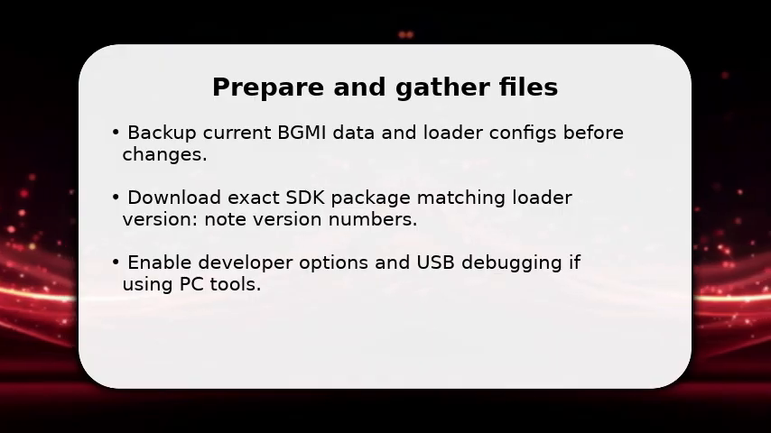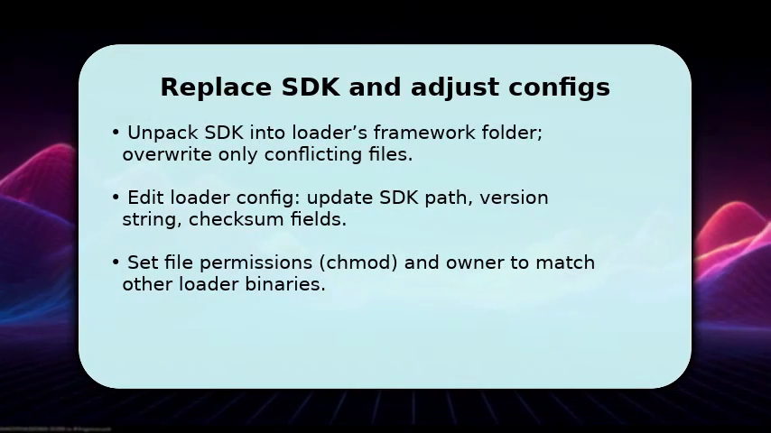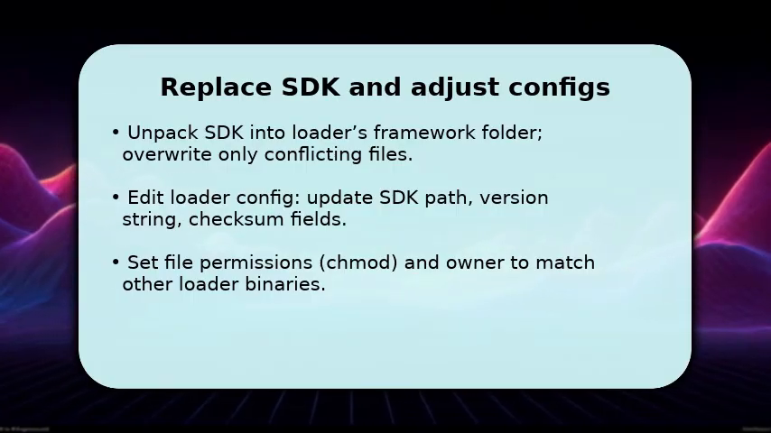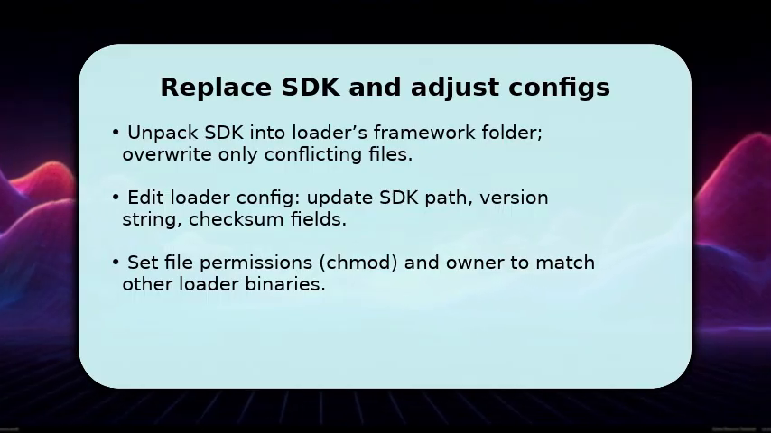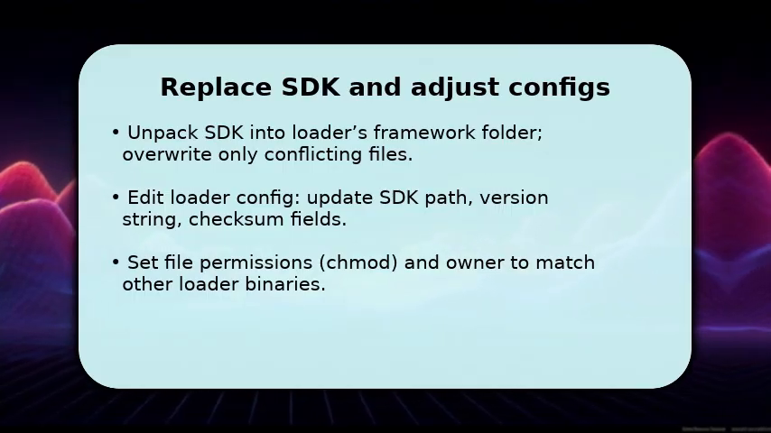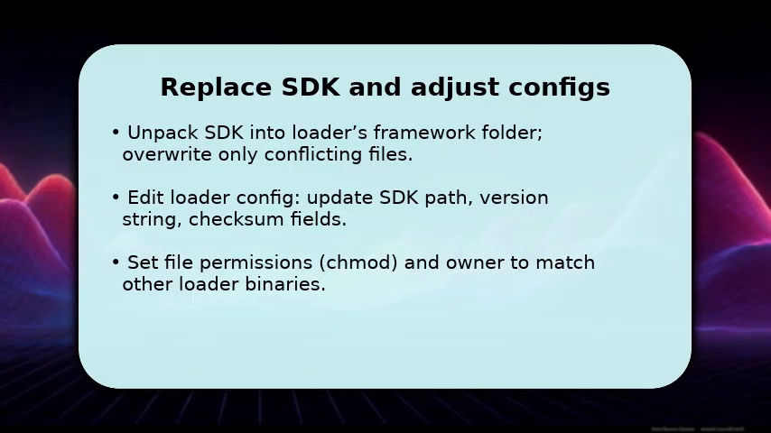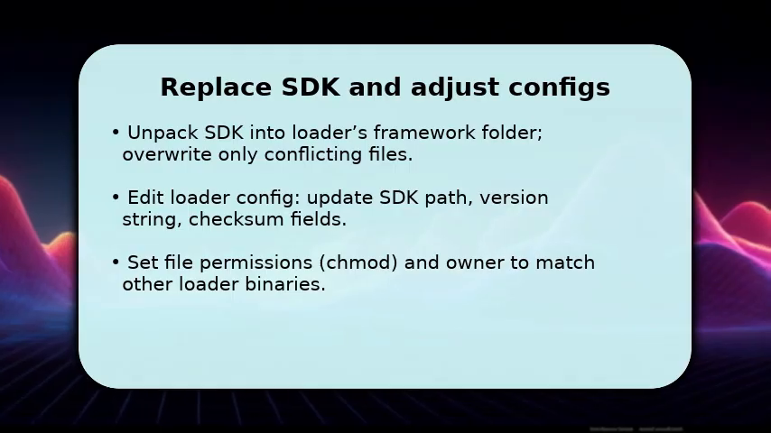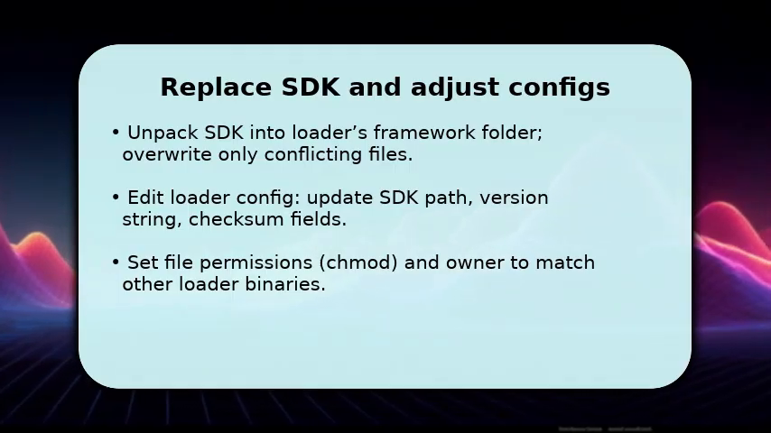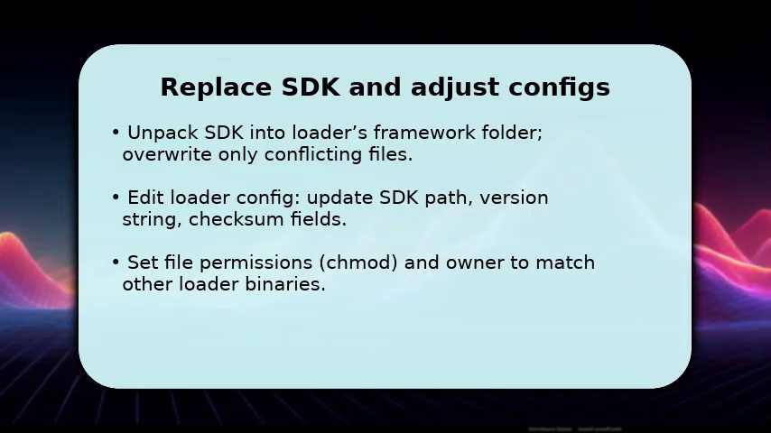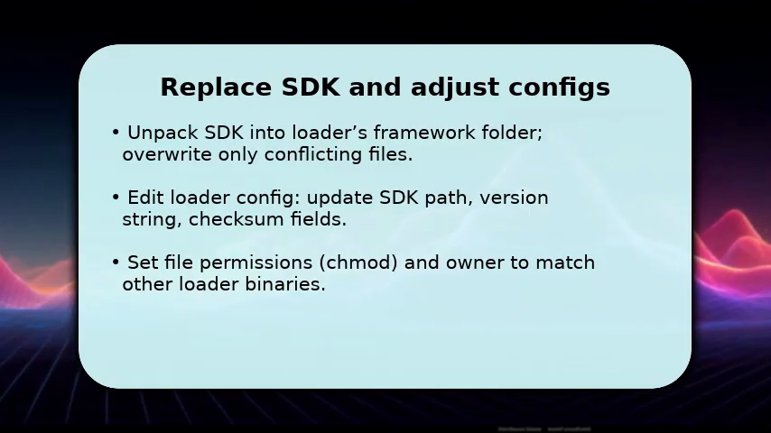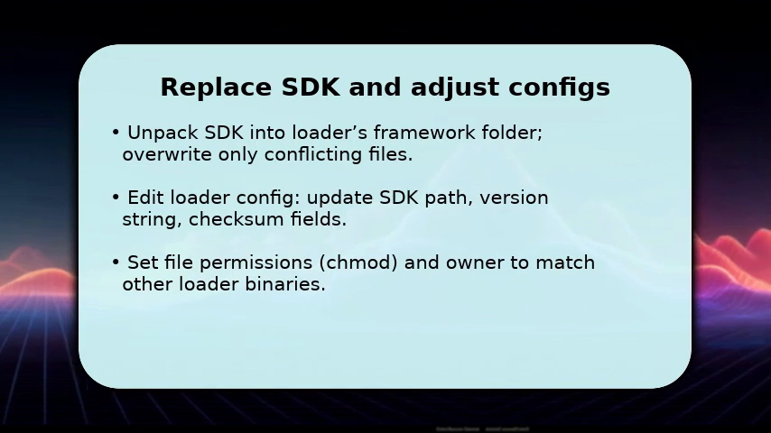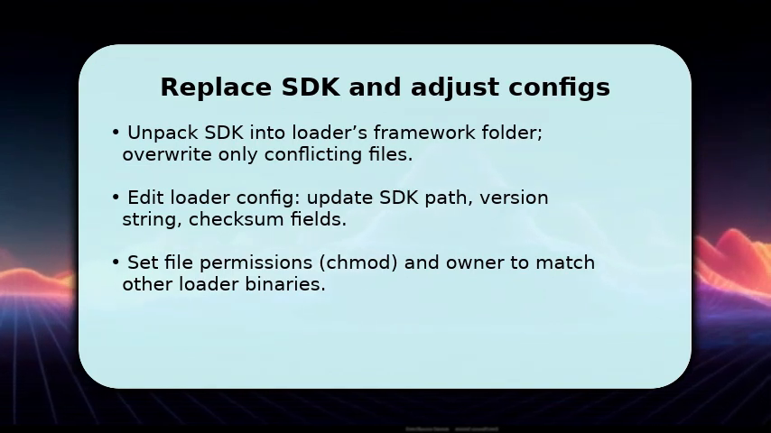You now perform the critical replacement and configuration edits. Carefully unpack the SDK into the loader's framework directory and overwrite only files that conflict, reducing risk. Next, open the loader config and update the SDK path, the version string, and checksum entries so the loader recognizes the new SDK. After that, set correct file permissions and owner to mirror existing binaries. Incorrect permissions block execution. Make sure each step is atomic and verify after each change to pinpoint issues fast.